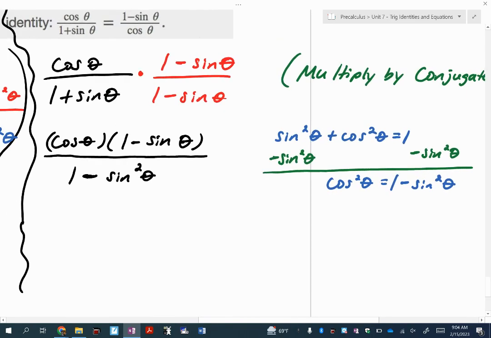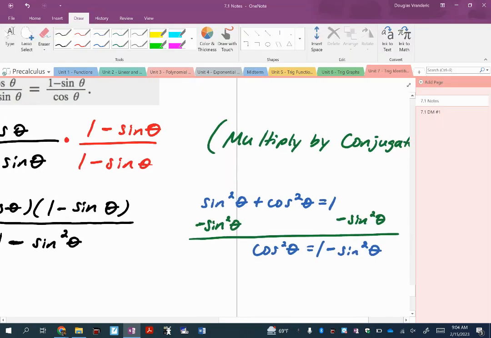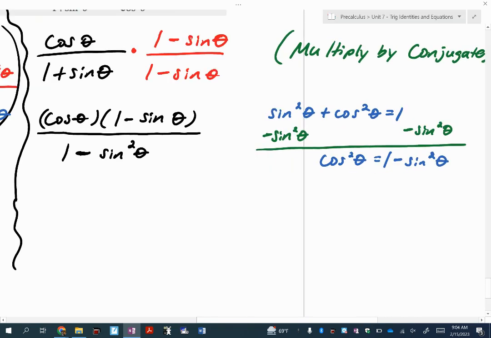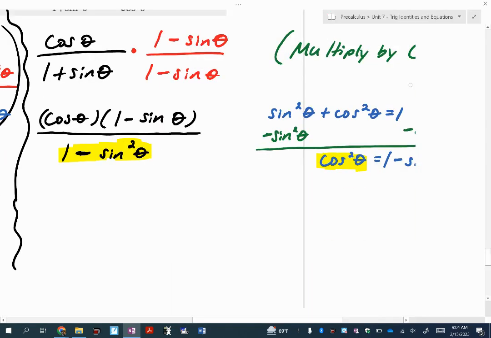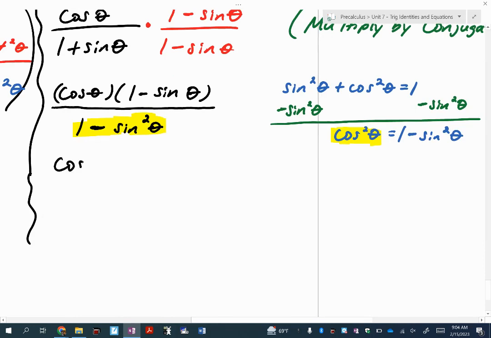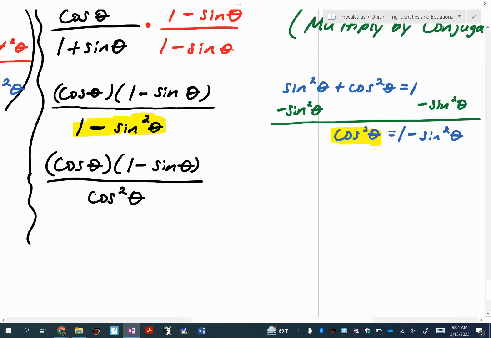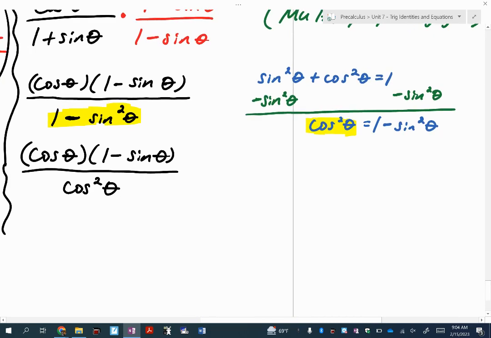So when I look here, I've got 1 minus sine squared theta in the denominator, which is the same as, after I manipulated it, cosine squared theta. So let's replace that, which will be cosine of theta, don't touch the numerator yet, over cosine squared theta. Okay, so that's all that work I did there to replace the denominator.